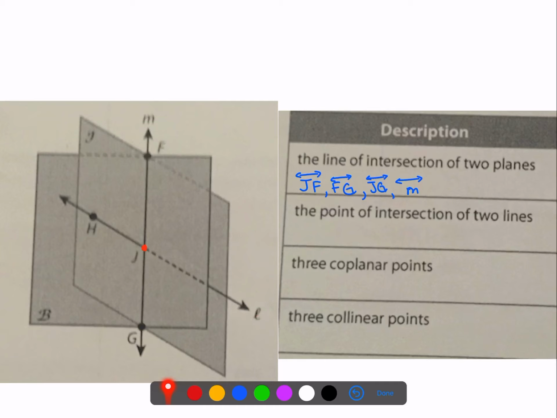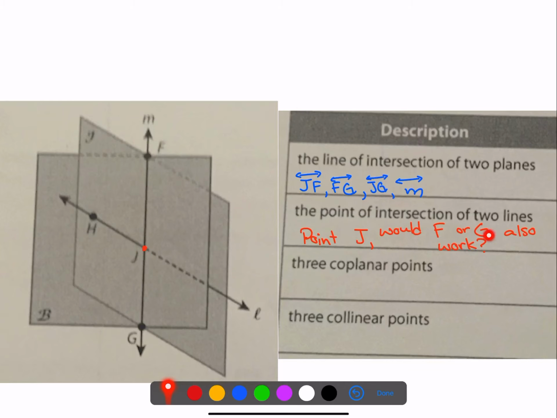Now, the point of intersection of 2 lines. So again, we have line M and line L. Those are the only 2 lines that are shown here. I'm not going to count the tops of the planes or the bottoms of the planes, because again, these go on forever. So there's no actual bottom here. So the point of intersection of 2 lines would be point J.